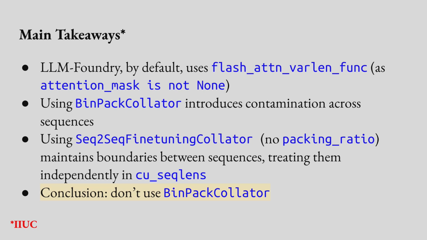If we don't use BinPackCollator and we are using the fine-tuning train data loader, LLM Foundry by default seems to use the sequence-to-sequence fine-tuning collator, and this maintains boundaries between sequences, treating them independently in the cumulative sequence lengths object that gets passed on to the flash attention var_len function. So my conclusion, based on what I understand today, is: don't use BinPackCollator. LLM Foundry handles sequence packing already on its own by default. So let me show you why I came to this conclusion, and hopefully I present a decent case.